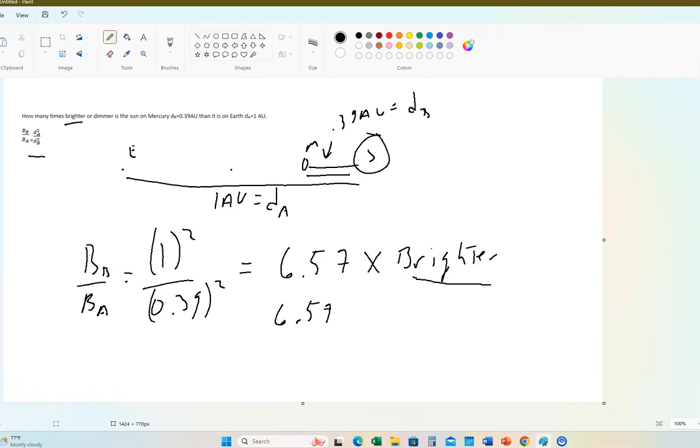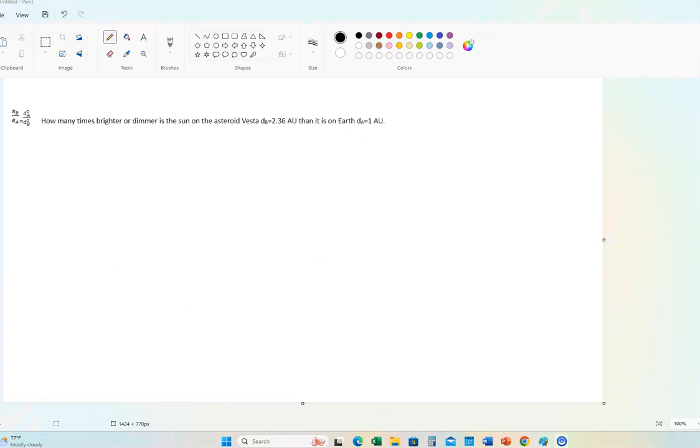All right, let's work on the next problem, which is very similar to this one. We've got a very similar situation to the last one. It says, how many times either brighter or dimmer is the sun on the asteroid Vesta, which, by the way, is in the main asteroid belt between Mars and Jupiter, to give you some sense of it. The distance to Vesta is 2.36 astronomical units, than it is on Earth, where Earth is 1 astronomical unit.